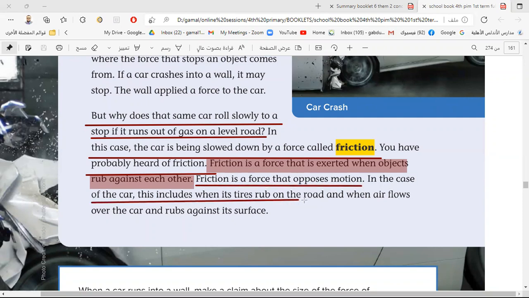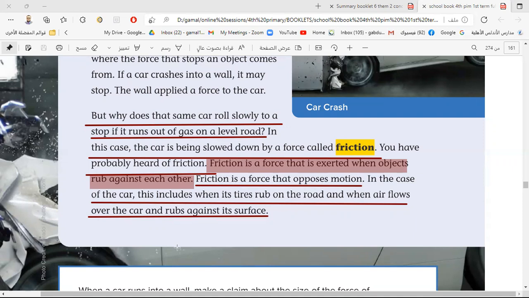You have probably heard of friction. Did you hear about friction before? Friction is a force that is exerted when objects rub against each other. Friction is a force that opposes the motion, in the case of the car.